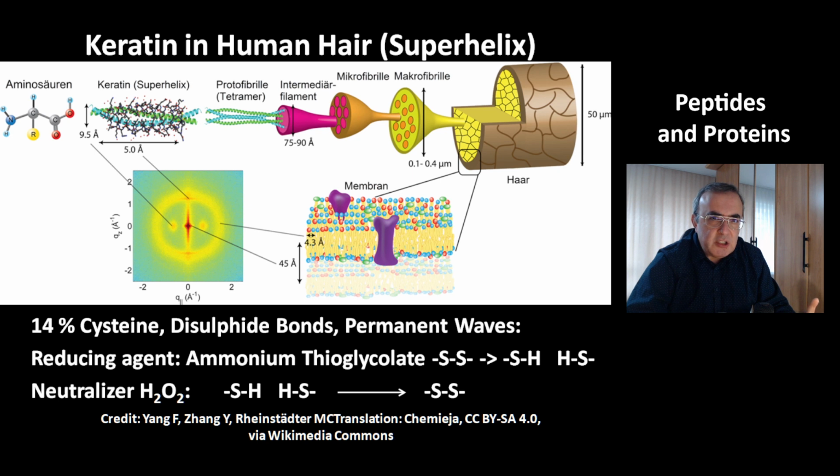And you can change the structure of the hair by making permanent waves. The first step here is to open these SS bonds with a reducing agent like ammonium thioglycolate. Then you get two SH groups. Then you put the hair into the new shape, form it into the new shape. And the last step is to treat the hair with a neutralizer like hydrogen peroxide that restores the disulfide. Then you have the permanent wave.